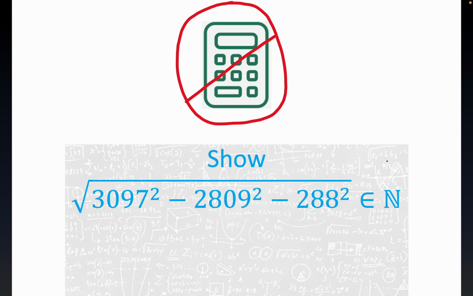In case you notice, I didn't want you to use a calculator here. What we're trying to show is that this radical expression with a bunch of large squares is always going to be a positive integer. Okay, no fractions. It's just going to reduce to a positive integer. Most people would say simplify. I like these instructions more.